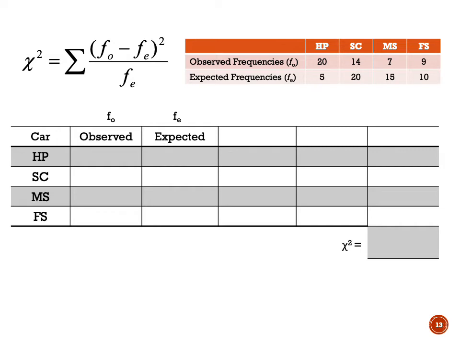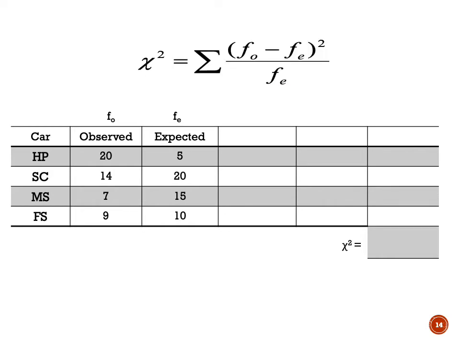So here's a chart. In the first column, you're going to have each category. In this case, we have different types of cars: high performance, subcompact, compact, midsize, and full size. In the next column, you're going to have your F sub O, which is your observed frequencies. Following that, you'll have the F sub E, which is your expected frequencies. All I've done is transfer the data from the chart that we started off with into this chart that I'm using to get chi-square.